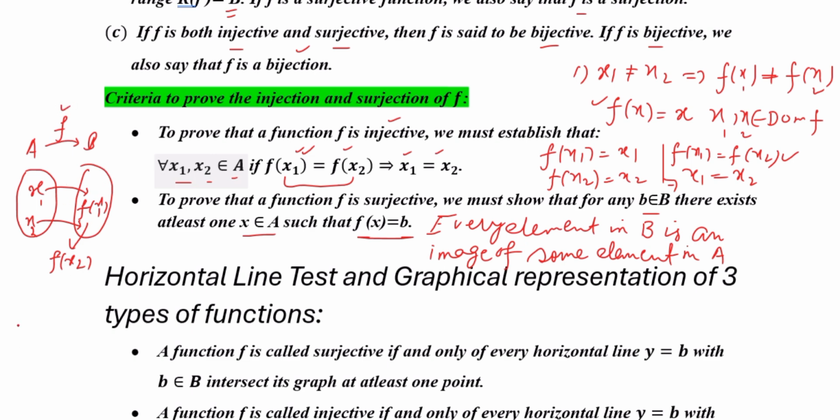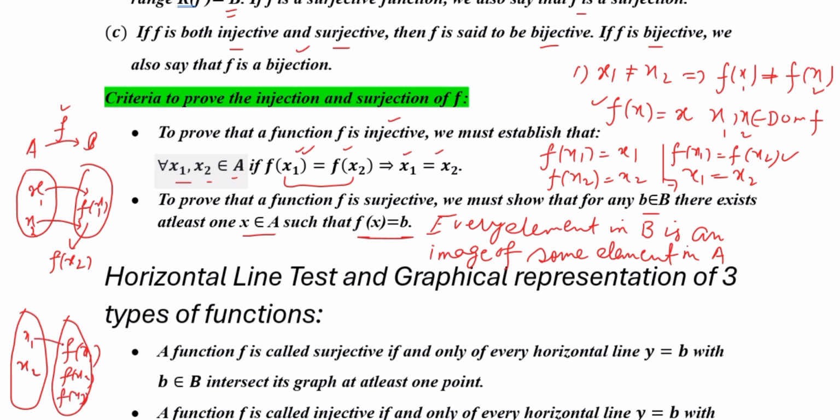But if, on the other hand, there is an element x1 here, x2 here, and there are here three elements f of x1, f of x2, and f of x3.